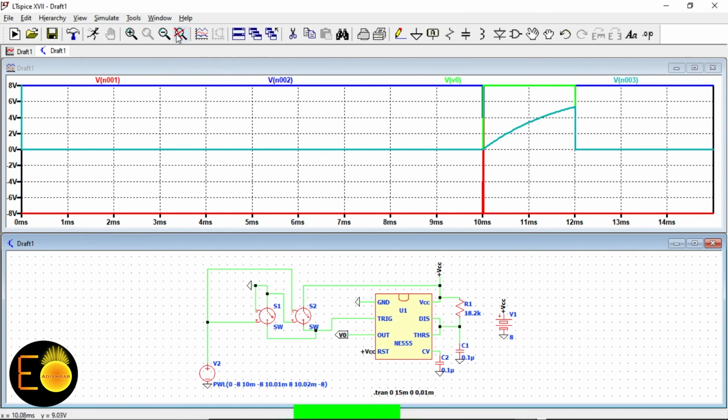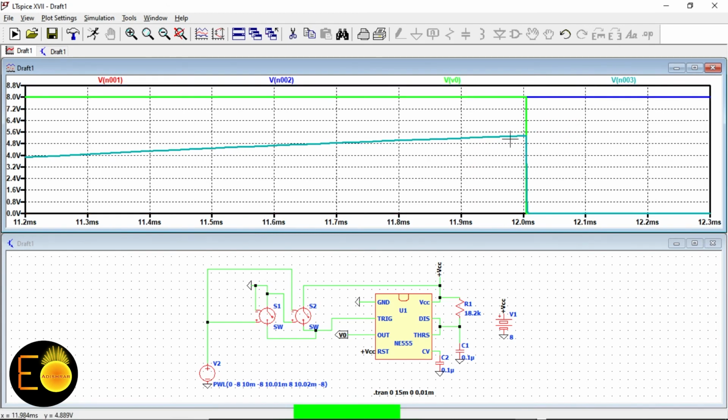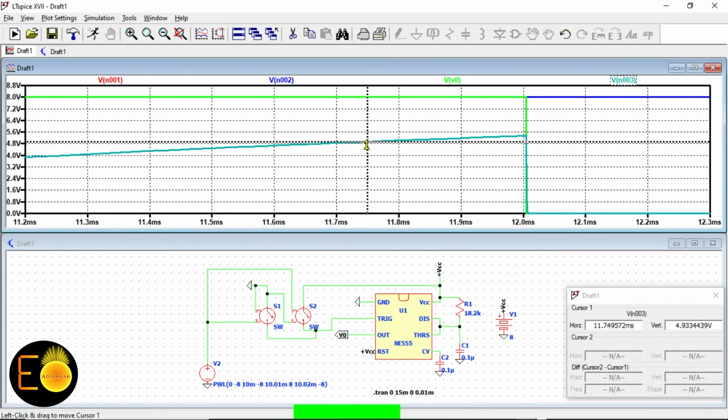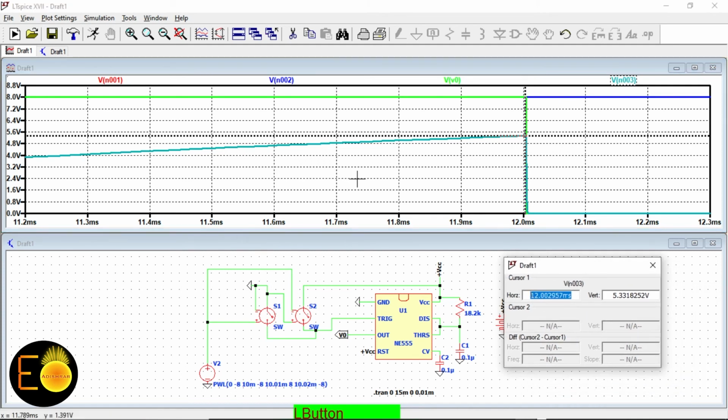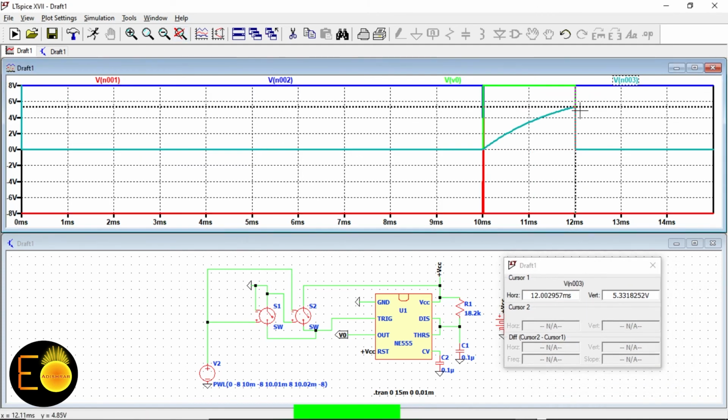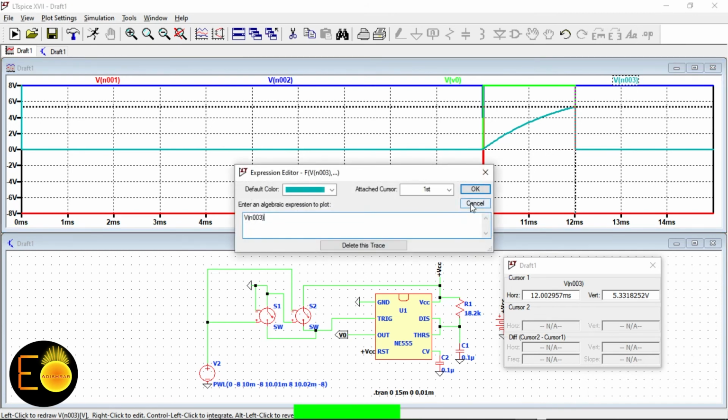So let's see. For that, I'm just zooming it in, and this is a marker. I'm setting it at this particular point, where you can see the vertical value, which is a voltage 5.33. So 8 volt is our supply, two-thirds of the VCC, 16 by 3. And what is 16 by 3? 16 by 3 is nothing but 5.33 volt. As you can see, the transition is taking place exactly at two-thirds of the VCC. And that is the operation for the monostable case.